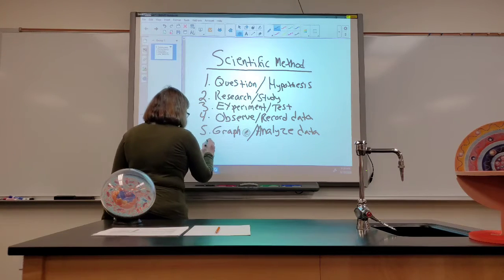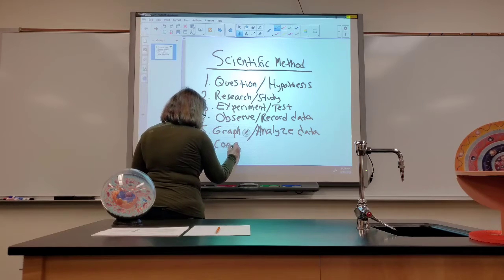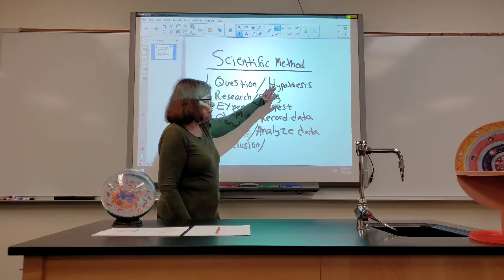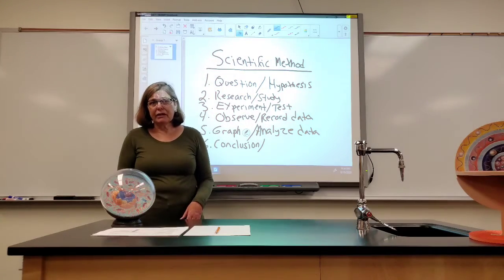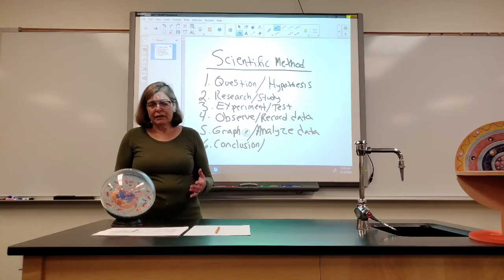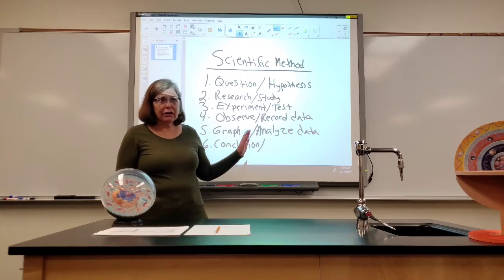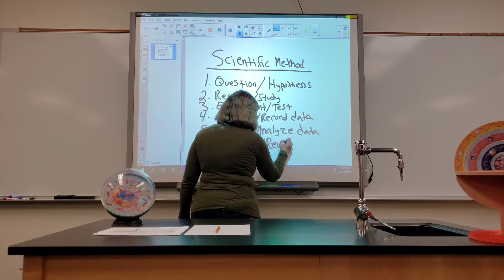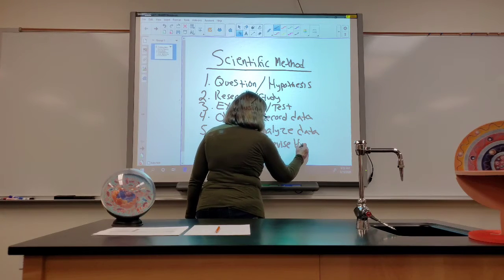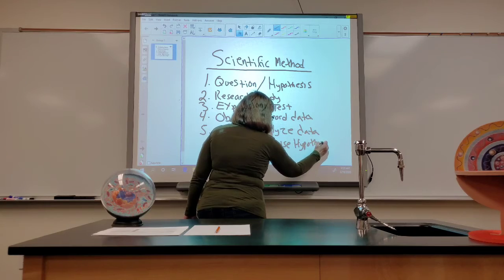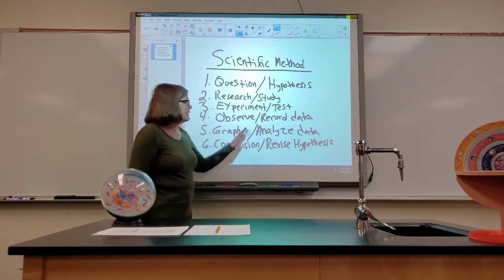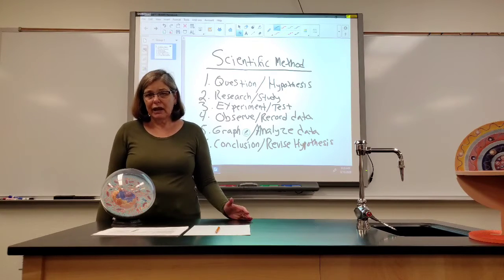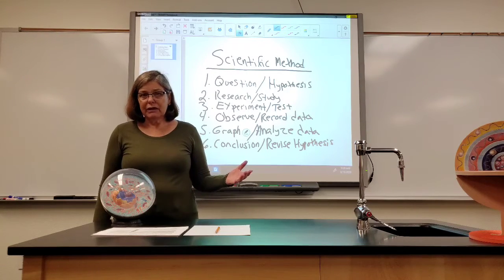And then finally, we would have our conclusion. If the conclusion does support our original hypothesis, then we can do more experiments on the same idea. If our conclusion does not support our original hypothesis, we need to revise or change our hypothesis. So if our experiment supports the idea that there are more pine cones at the top of the tree because there's more sunlight there, then we can continue with that idea.